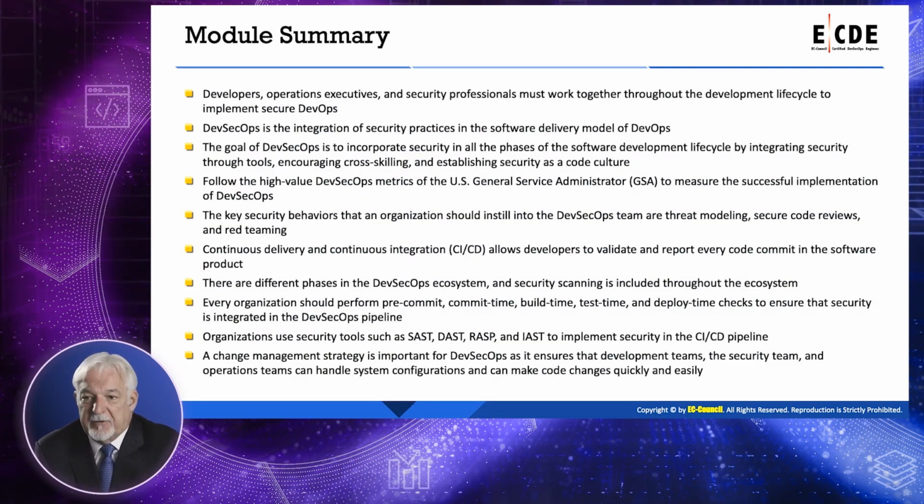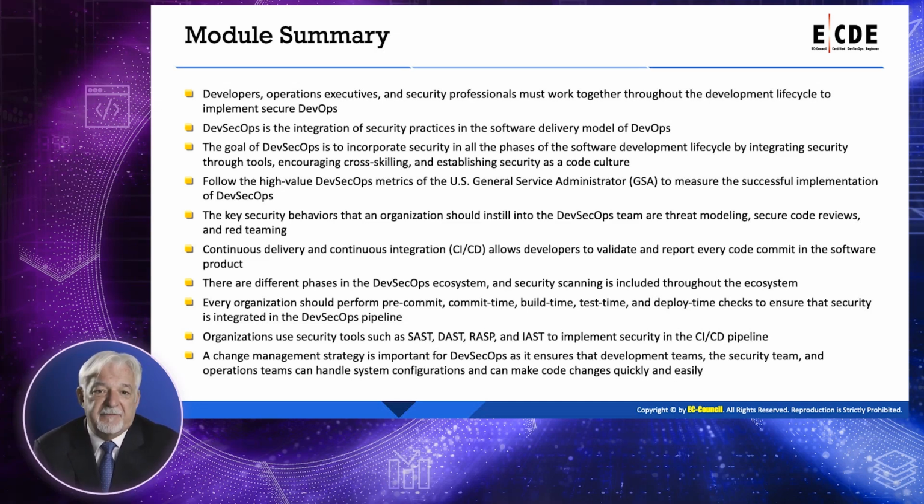So let's go through a summary of the module. Developers, operation executives, and security professionals have to work together throughout the development lifecycle to implement a secure DevOps program. DevSecOps is an integration of security practices into the software delivery model of DevOps. It's an overlay that gets pressed in. The goal of DevSecOps is to incorporate security in all the phases of the software development lifecycle by integrating security through tools, encouraging cross-skilling, and establishing security as a code culture.